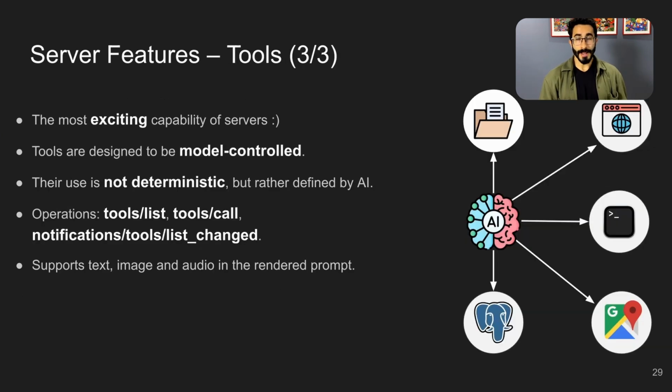The third and most exciting capability of the server is tools. So tools are designed to be model controlled. So the LLM chooses when and how to use these tools. So their usage is not deterministic. The most common operations here are listing the tools, calling a tool, and getting notifications related to any changes to the list of available tools.